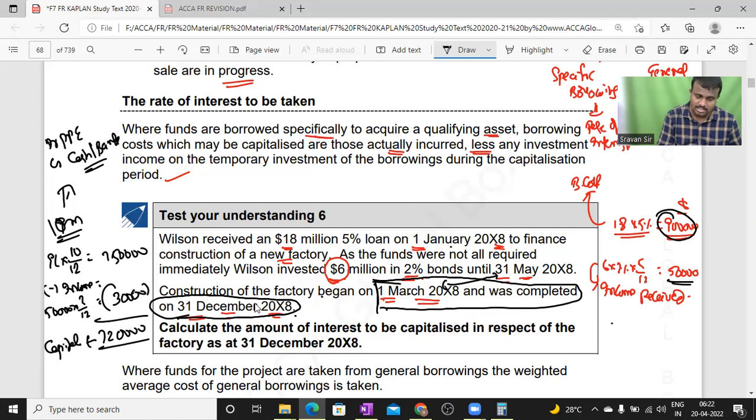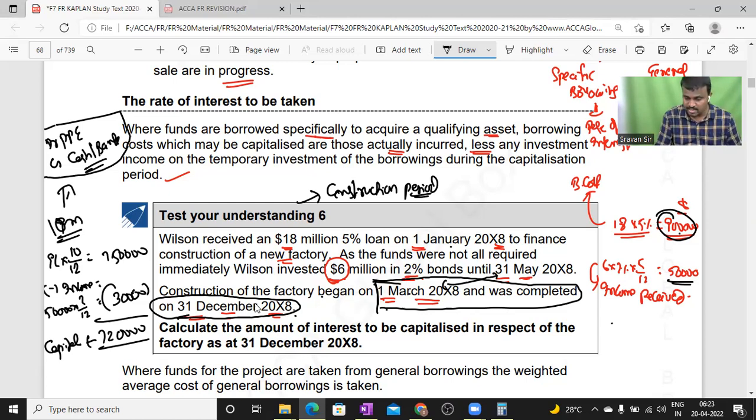So how much amount is capitalized? In case of a specific borrowing, the amount of interest expended during the construction period, less any temporary income received on the investment relating to that borrowing. So that amount is required to be capitalized. Then we write the entry: debit PPE, credit cash or bank. And remember, we have to consider only the construction period. Any pre-construction or post-construction period borrowing cost is not capitalized.